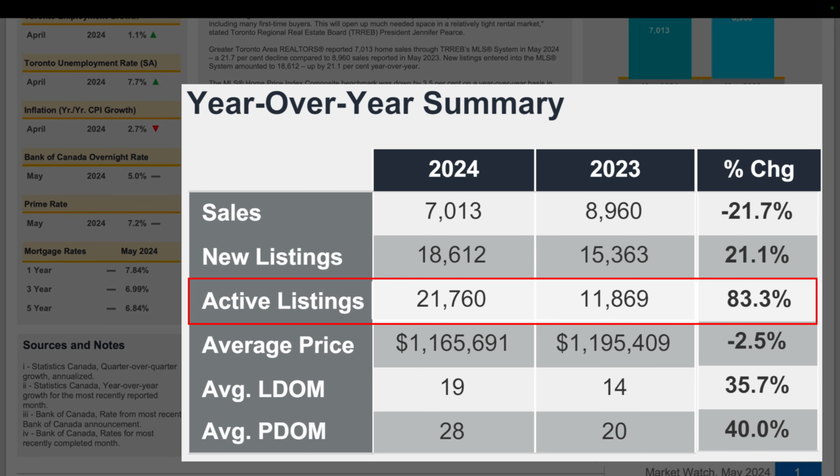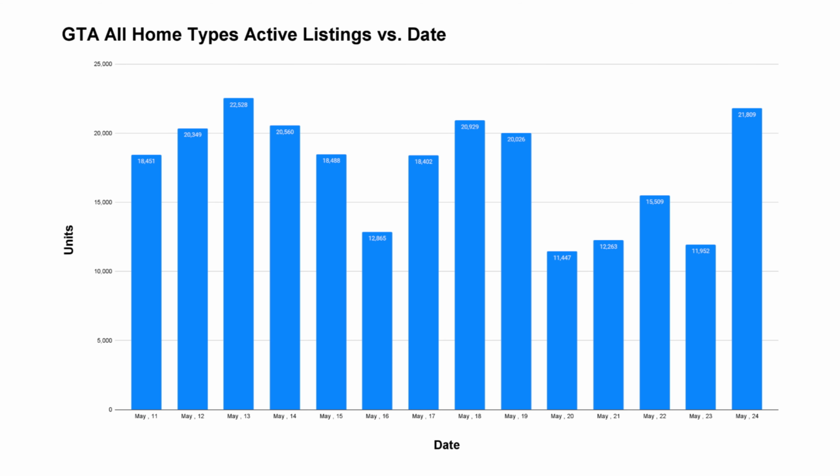Let's take a look at the active listings, which are reported to be up 83.3% year over year, according to the TREB market report. When we examine the graph, you can see a significant jump from the previous 4 years. However, it hasn't reached the peak level of 2013, so we haven't broken this threshold yet.